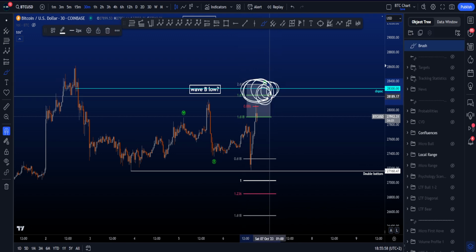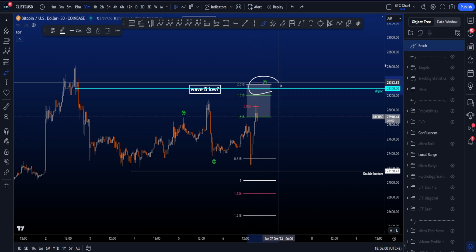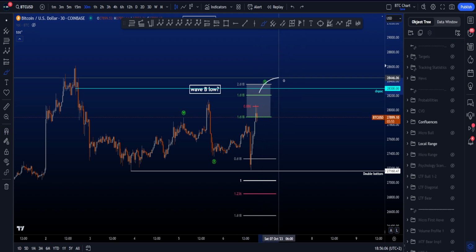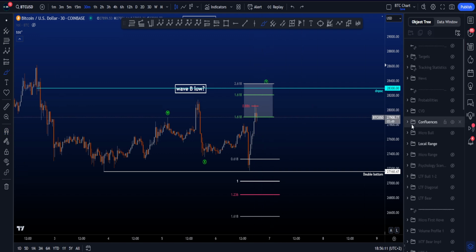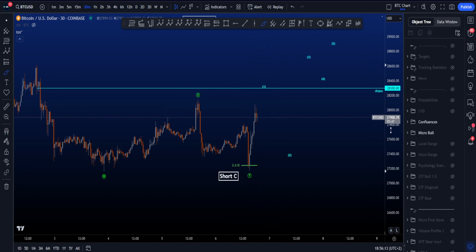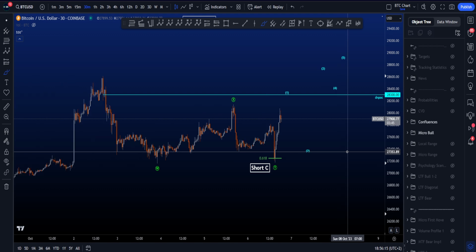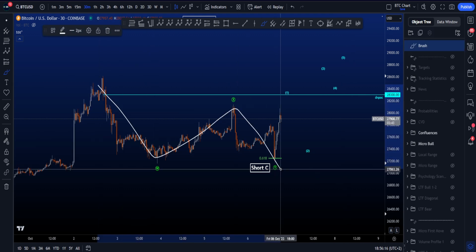Don't YOLO, FOMO or catch knives. Make sure you have a plan over here based on statistics, that you know what you're looking for, CVD divergences, whatever it is, and then potentially you can be looking for downside or here or wherever on the chart, right? Depends on your strategy.